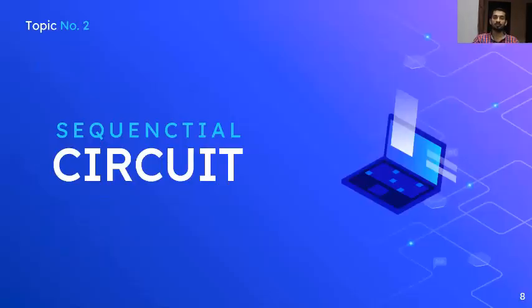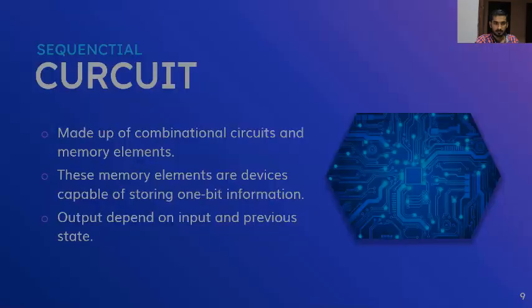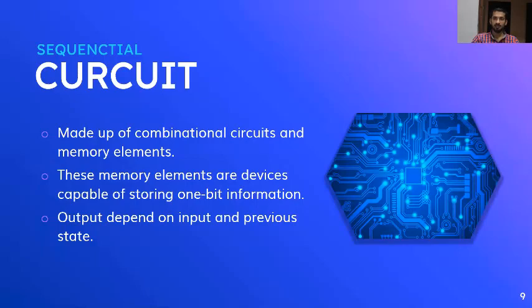Topic number 2 is sequential circuit. So what is a sequential circuit? Let's have some definitions. A sequential circuit is made up of combinational circuits and memory elements. So a sequential circuit is also a combinational circuit. But why do we call it a sequential circuit? Because it uses the memory element. This is why we call it a sequential circuit.